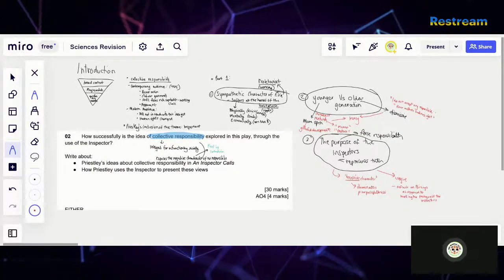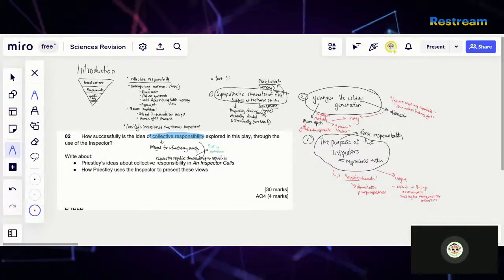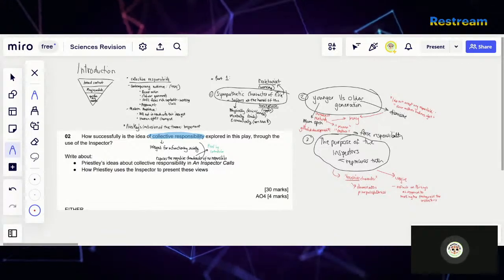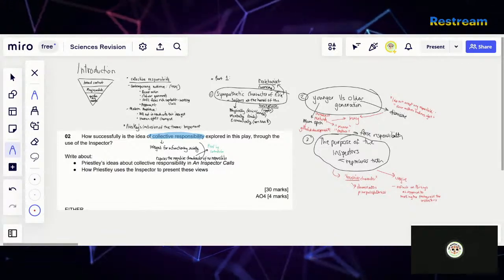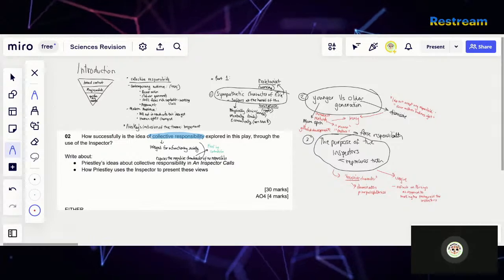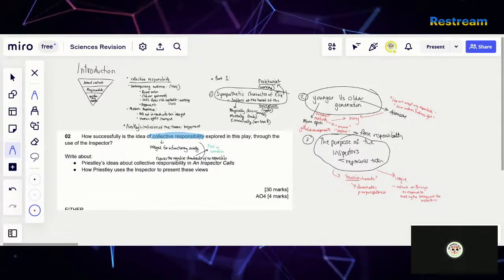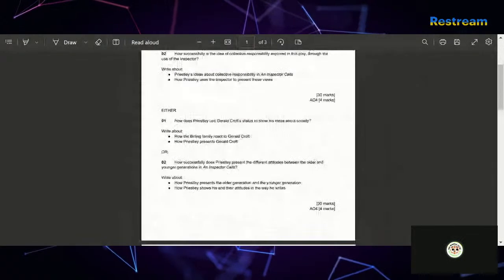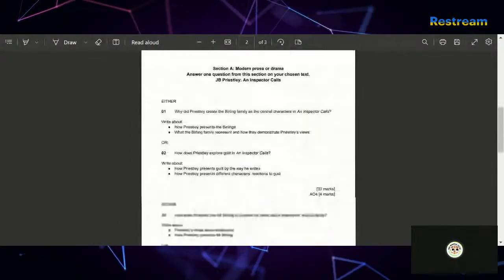So, what I'm going to do now is show you a whole other question, and I'm going to set a 15-minute timer. And of course, I don't expect you to be finished, but I expect at least an introduction and a paragraph, and I will do the same on my end, and then we can check how well you've done.